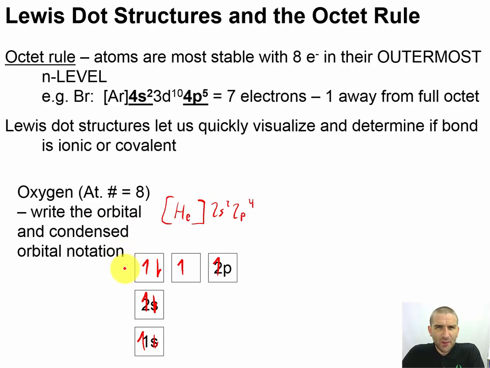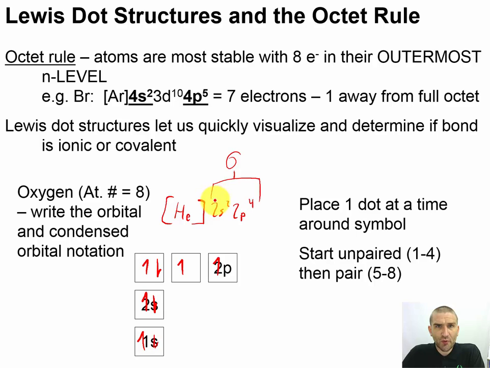Now, all we care about in this, though, for what we're about to do, is going to be the outermost electrons. So this is going to have 6 outermost electrons. So what we'll do is we'll go ahead and we'll write oxygen down. We're going to place one electron around that atom at a time. So we'll do 1, 2, 3, 4. I've still got 2 more electrons to place to get up to that 6. I can put them absolutely anywhere I want. I can put one right there and one right there.